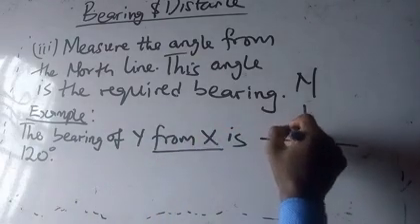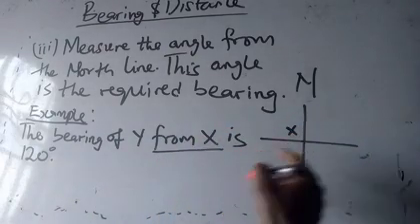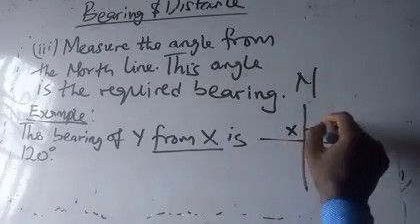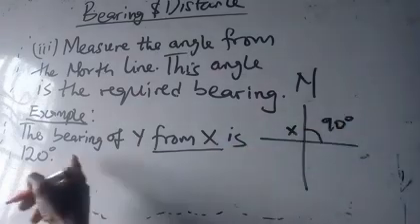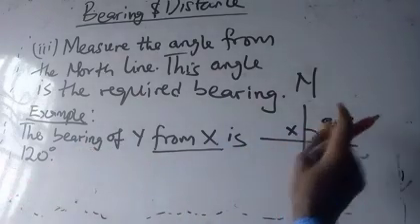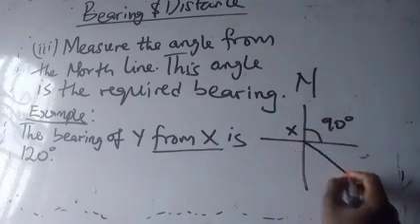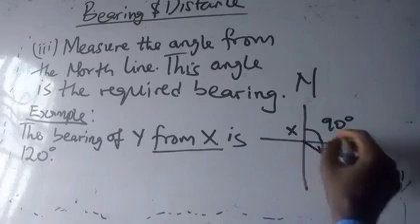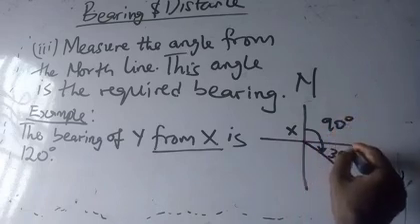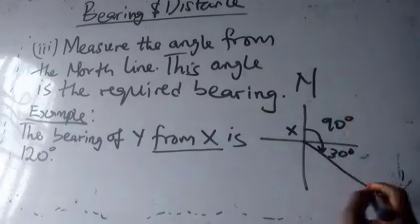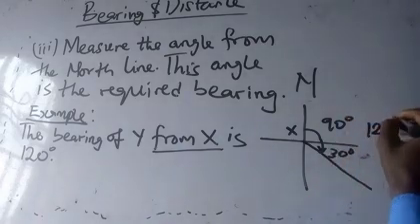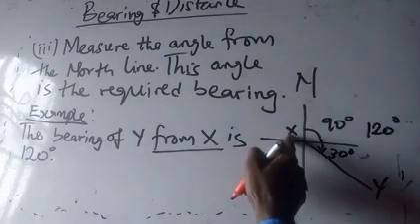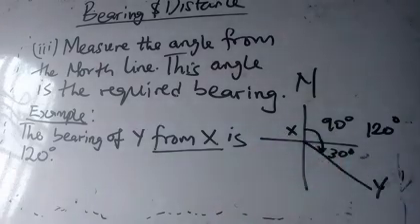So the bearing of Y from X, X is here, is 120 degrees. You measure from the north line. This is 90 degrees, though the bearing is 120. So 30 plus 90 will give you 120, somewhere here. 30 degrees. So the addition of 90 degrees plus 30 degrees gives us 120 degrees. So the bearing of Y from X is equal to 120 degrees.